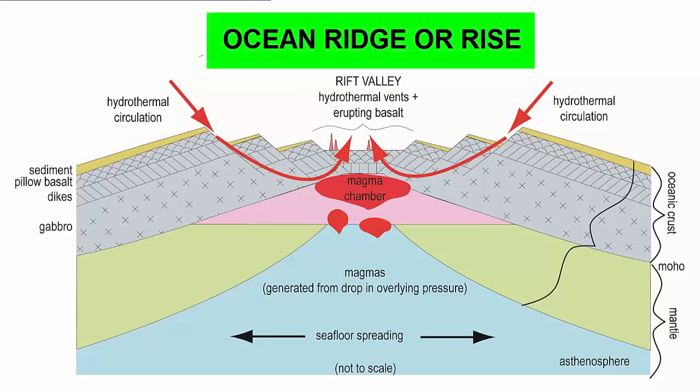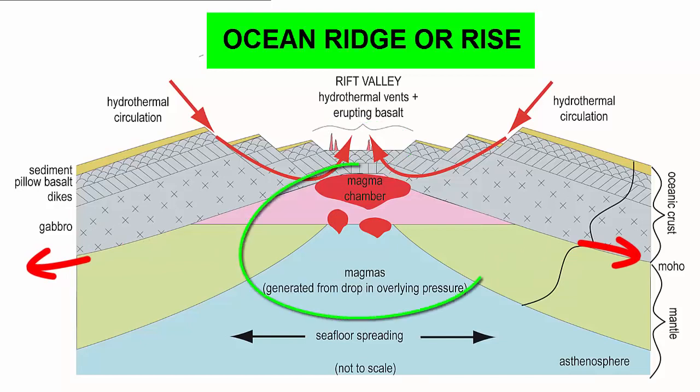When these form along the ocean floor, we call them ocean ridges and rises. As the plates separate, a rift valley forms atop the ridge. The drop in pressure on the underlying mantle rock causes it to melt, and now that it's lower density, the melted rock, or magma, rises to the surface and erupts along the center of the rift valley.